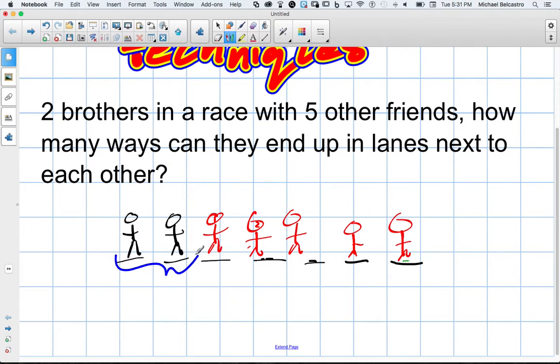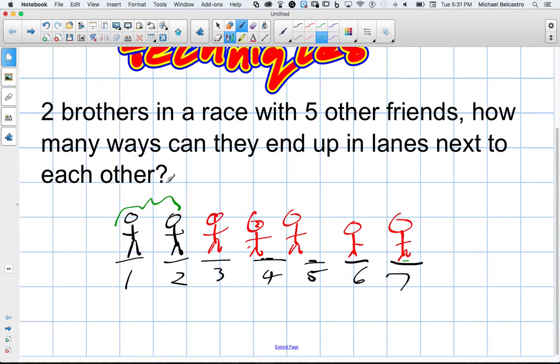Okay, so we've colored the 2 brothers in black, and all of the friends are in red here, and we have our lanes. So we'll count them out: 1, 2, 3, 4, 5, 6, 7. How many ways can these 2 brothers end up beside each other? So our brothers, in the case right now, are beside each other. I've set them up to be in lanes 1 and 2.